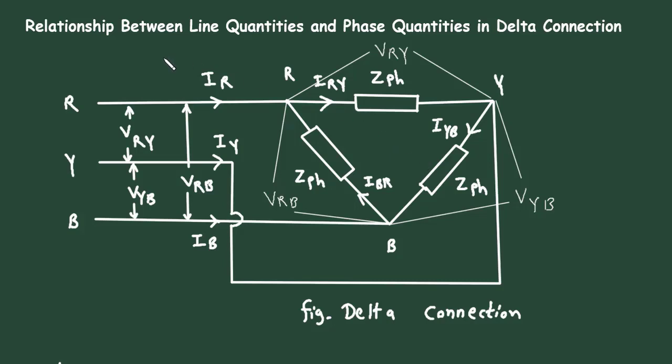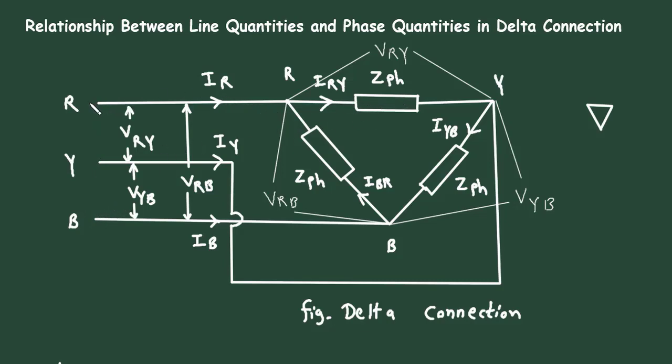In this video, we will see the relationship between line quantities and phase quantities in delta connection. So here we can see this is a delta connection. This R, Y, B forms a delta connection. Since it looks like a delta, that's why it is called delta connection. Now here this is R, Y, B. So these are the phases.